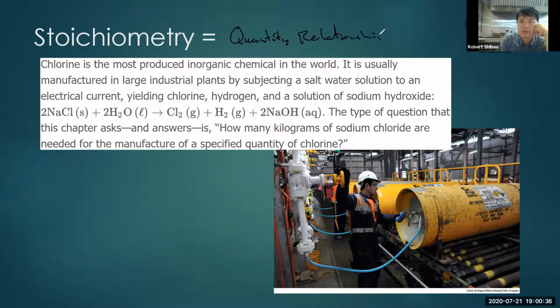We've already been doing quantity relationships. For example, H2O, 2 hydrogens for every oxygen. That's stoichiometry. H2O has 2 hydrogen atoms, 1 oxygen atom. Or you could say 2 dozen hydrogens, 1 dozen oxygen. Or you could say 2 moles of hydrogen atoms, 1 mole of oxygen atoms, a mole being 6.022 times 10 to the 23rd units or atoms. And so that would be the same thing.